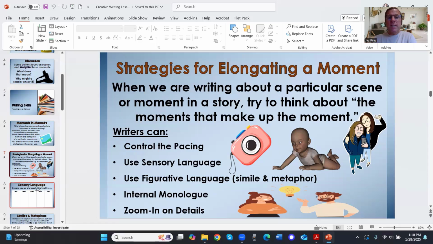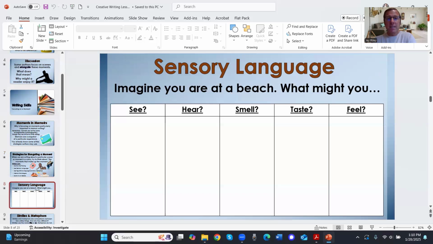When we talk about sensory language, we're talking about language that appeals to the 5 senses. Now, this is what we see, what we hear, what we smell, what we taste, and what we feel. So you might choose to think about what a character is experiencing in terms of their 5 senses at a particular point in the story.